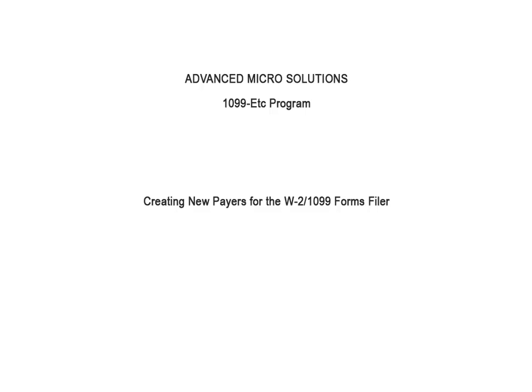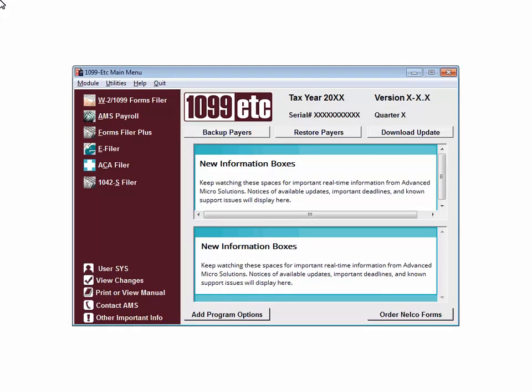This tutorial covers creating new pairs for the W-2 1099 forms filer. This is the main menu. From this screen you can select the different modules. It also contains the serial number and version information, an option to view or print the manual, and AMS contact information. To continue, select the W-2 1099 forms filer.